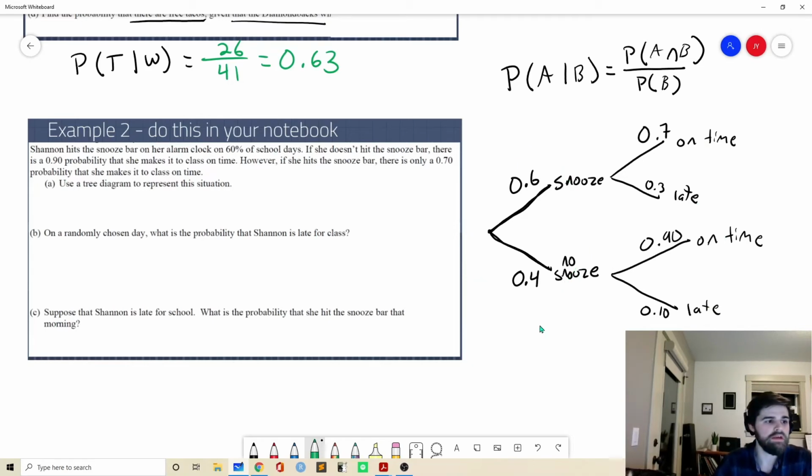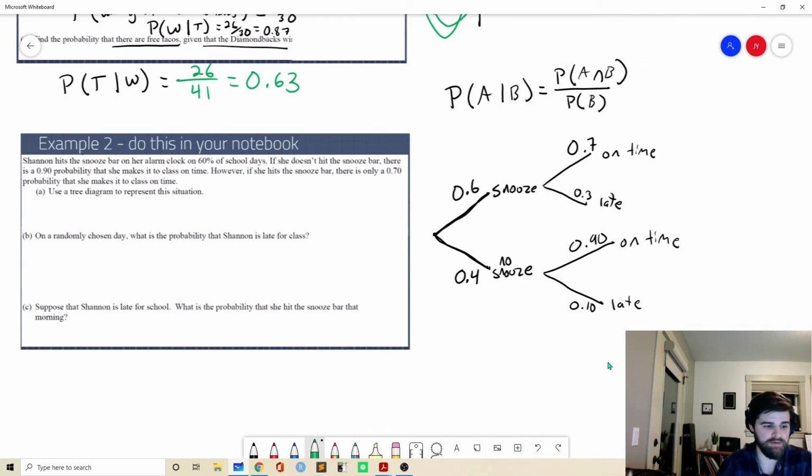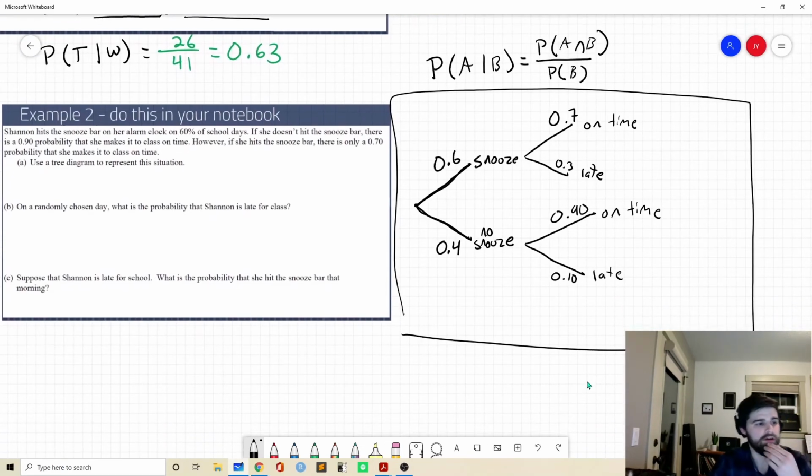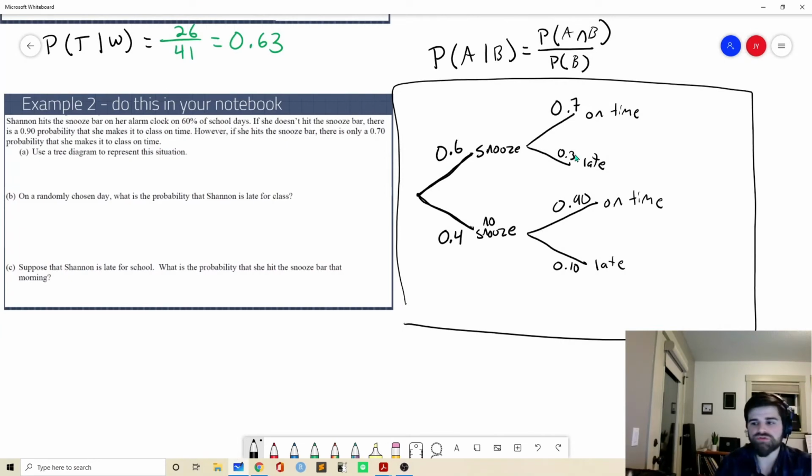Okay, so we've got our tree diagram mapped out here. I'm going to throw this in a box real quick. We don't have to put it in a box, I just don't want it to get mixed up with that formula up there. All right, so when we're looking at a tree diagram, again, each branch has to add up to 100%. And then our second branches are the conditional probabilities, right? There's a 70% chance that she gets to school on time, given that she has snoozed. There's a 90% chance she gets to school on time, given that she has not snoozed.